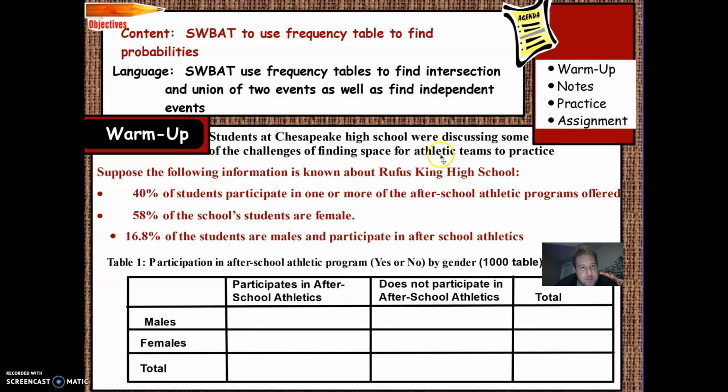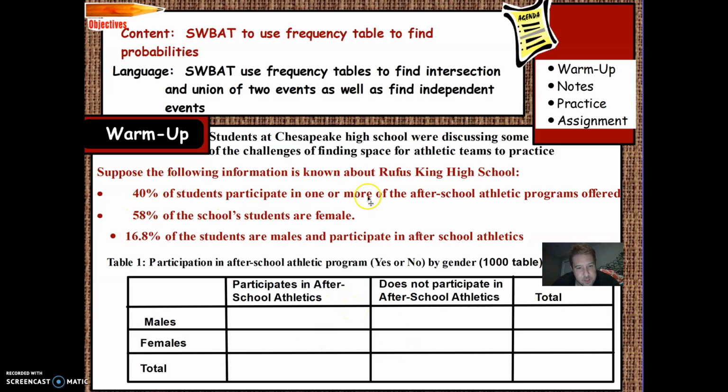This is Unit 5, Topic 1, SLT4. In this one, we're going to be finding conditional probabilities using a two-way frequency table, kind of like what we've been doing in the last two videos combined. Starting off the warm-up with a two-way frequency table.